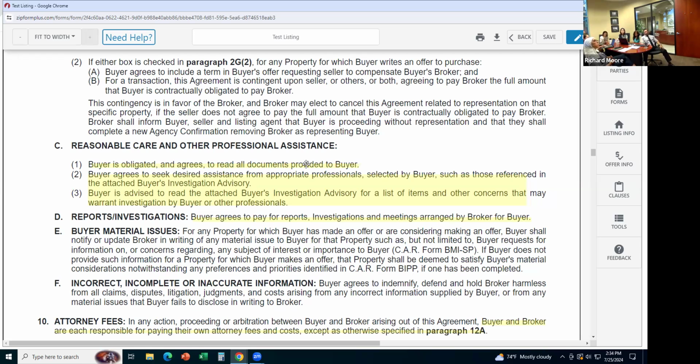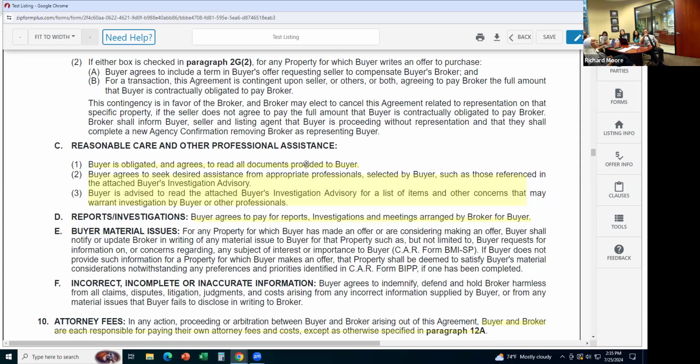Number two, buyer agrees to seek desired assistance from appropriate professionals selected by buyer, such as those referenced in the attached buyer's investigation advisory. And I'm going to show you that because it's another form that's included in this packet. Number three, buyer is advised to read the attached buyer's investigation advisory. So they must read it, right? Or are advised to, for a list of items and other concerns that may warrant investigation by buyer or other professionals. So either the buyer can investigate the property or they can hire professionals to do it.